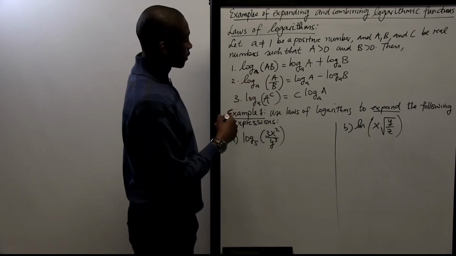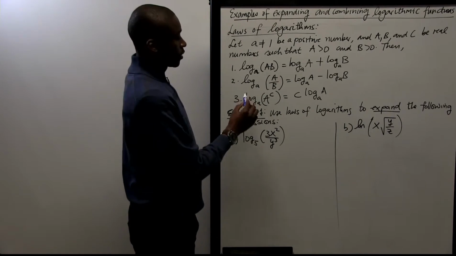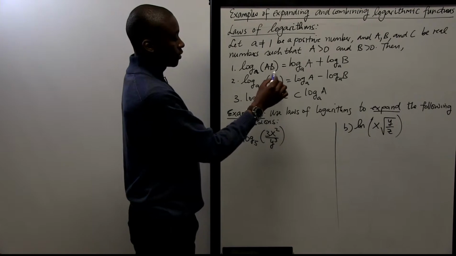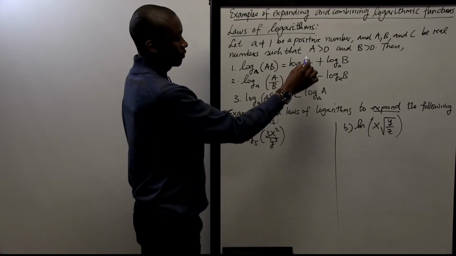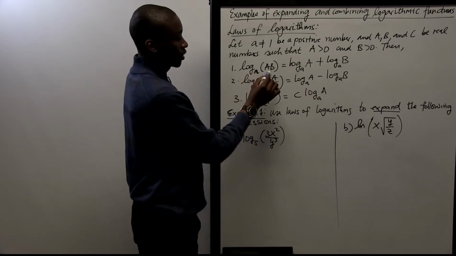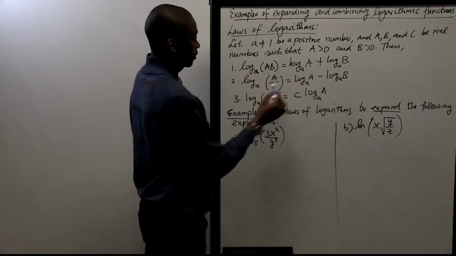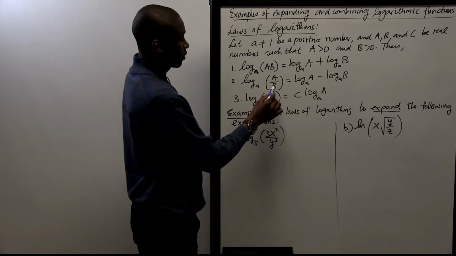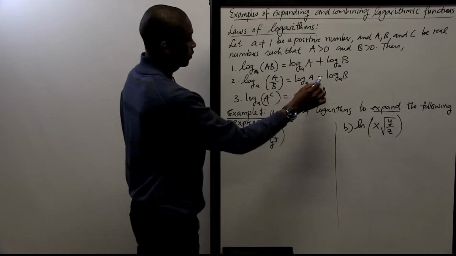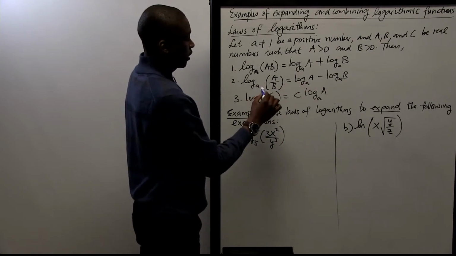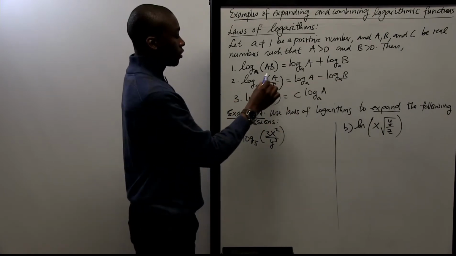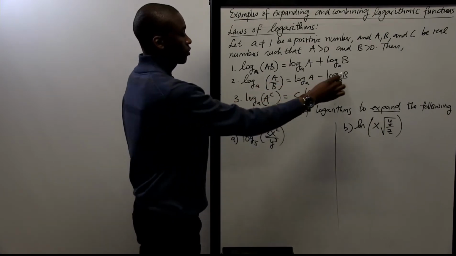Today we want to look at examples of expanding and combining logarithmic functions using the laws of logarithms we saw in the previous video. As a reminder, log base a of a product A times B is the same thing as log base a of A plus log base a of B. In other words, the log of a product is the sum of the logs. Log base a of A over B is the same thing as log base a of the numerator, A, minus log base a of the denominator, B. In other words, the log of a quotient is the difference of the logs.